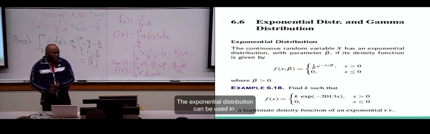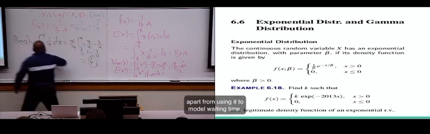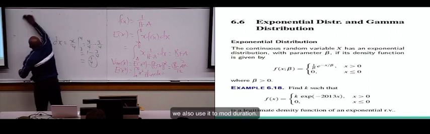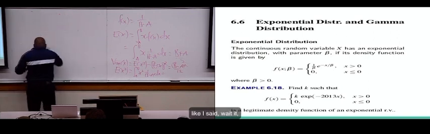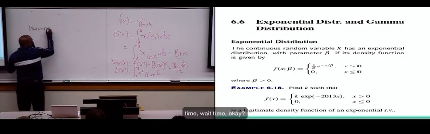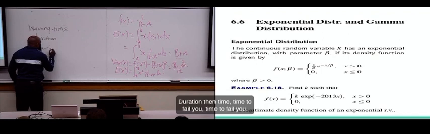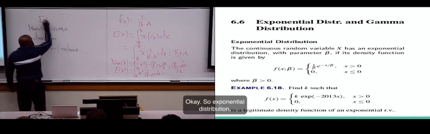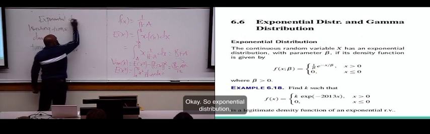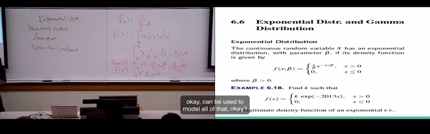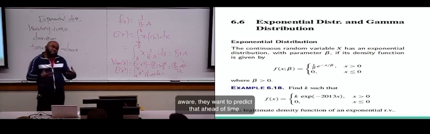The exponential distribution can also be used, apart from modeling waiting time, to model the duration, like I said, waiting time, duration, then time to failure. So exponential distribution can be used to model all of that. Insurance companies, if they want to figure out how long they are going to wait before a customer will make a claim, that will follow exponential distribution, because they don't want to be caught unaware. They want to predict that ahead of time.